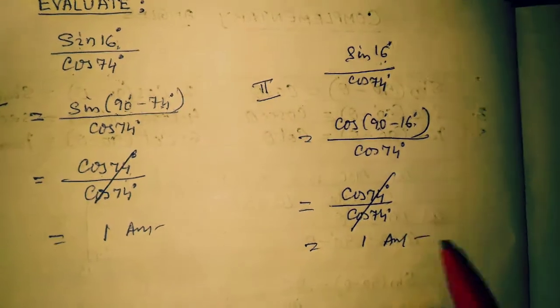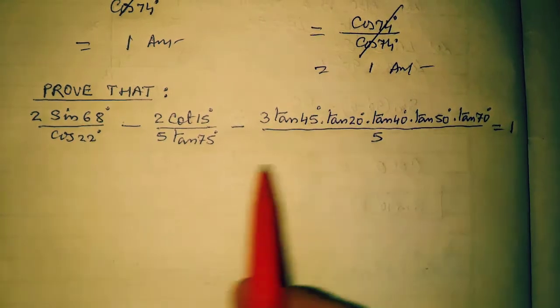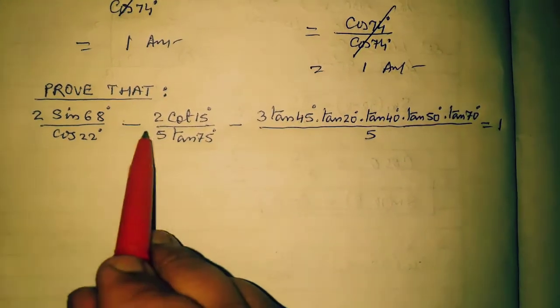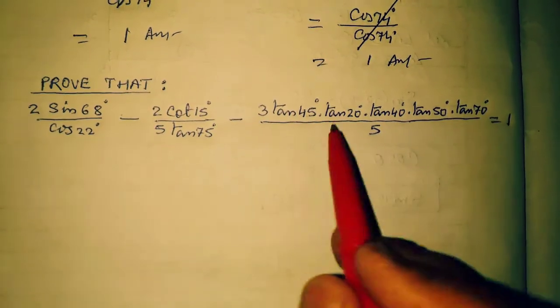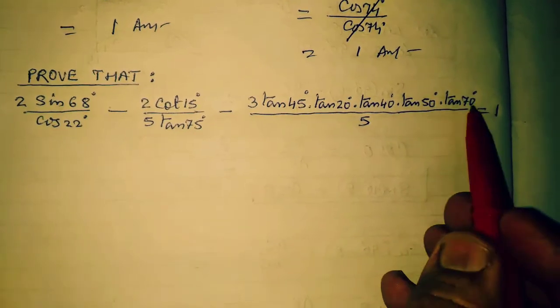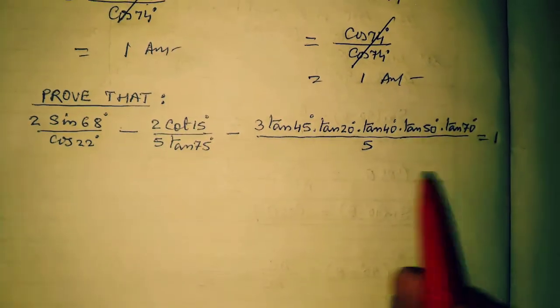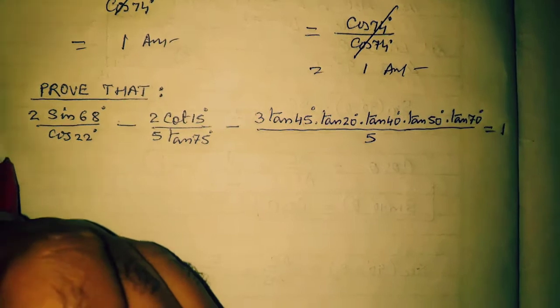Okay, dear student, this question is given to prove. 2 sine 68 degree by cos 22 degree, minus 2 cot 15 degree by 5 tan 75 degree, minus 3 tan 45 tan 20 tan 40 degree tan 50 degree tan 70 degree divided by 5, equals 1, given to prove. So how will you convert this? Part by part we'll solve. First we'll solve this part. We'll start with the left hand side.